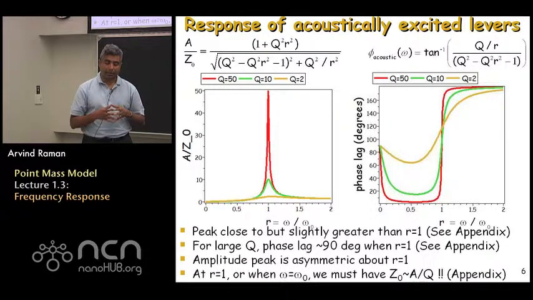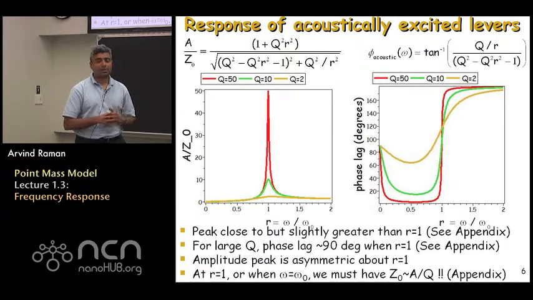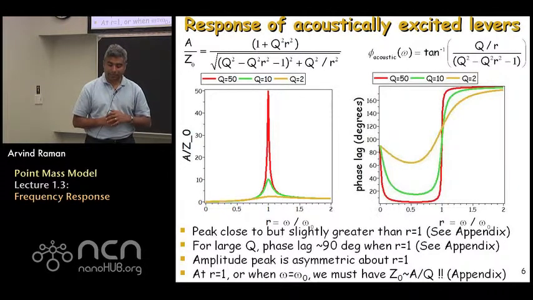The second important thing to notice is, if you look at the right-hand side, the phase response behaves in a pretty different manner compared to the directly excited case. There are differences at the low frequency end. So when you go from drive frequency anywhere from 0 hertz to about omega naught over 2, you find that the phase lag behaves in a very different manner compared to the case of directly excited cantilever. But nonetheless, we find that the phase does reach approximately 90 degrees of phase lag when R equals 1.